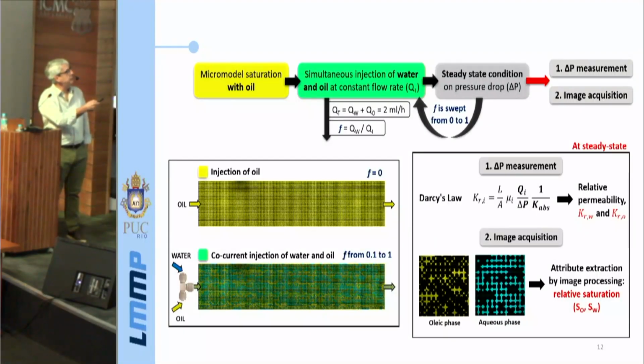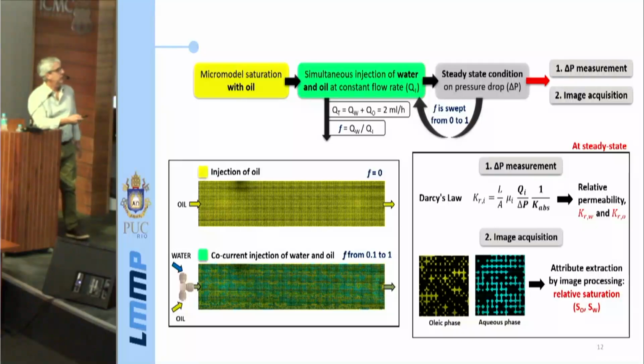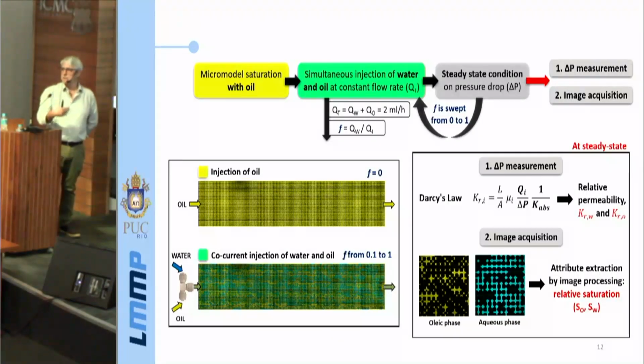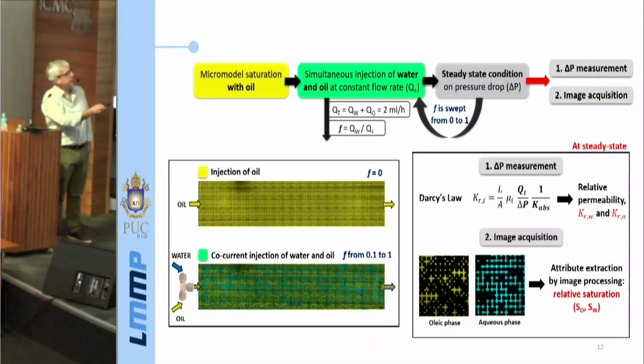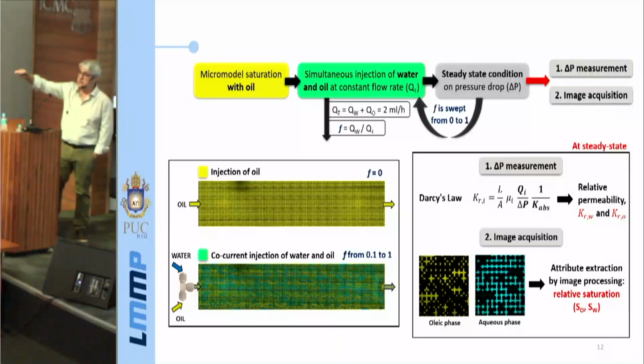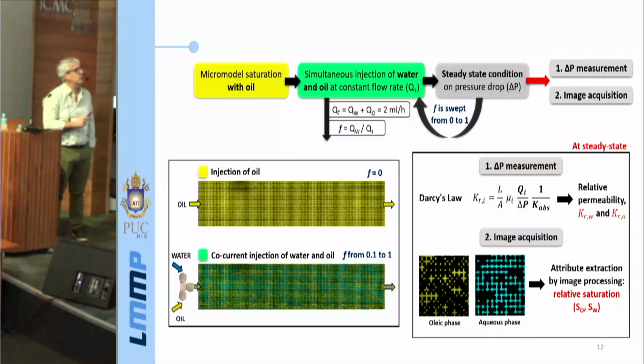So we inject the two-phase water and oil at a constant total flow rate, and we change the ratio of the water flow rate to the total flow rate. This is what we call the fractional flow of water. We start from no water with F equals 0, and we slowly increase the amount of water that I'm injecting in the system. We wait for steady state, and steady state here is characterized by a pressure drop that doesn't change on average. So it's an oscillatory signal, but on average the pressure drop is constant.